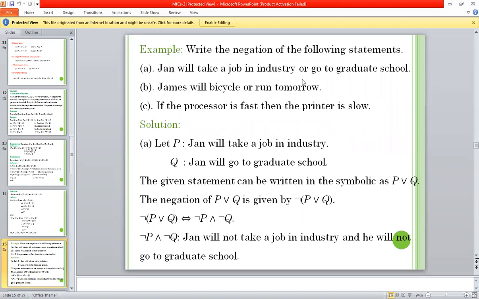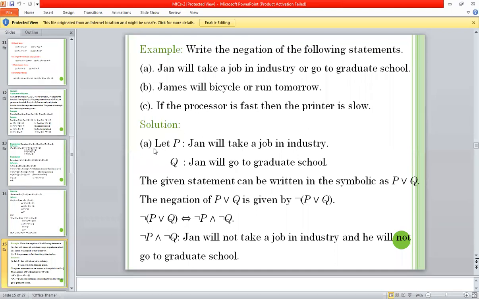So in the first statement, the connective word is or. John will take a job in industry or go to graduate school. In the second, James will buy a bicycle or run tomorrow, here also the connective word is or. In the third, if the processor is fast, then the printer is slow, the connective word is if-then. If-then means implication. So the given condition is to write the negation of the following statements.